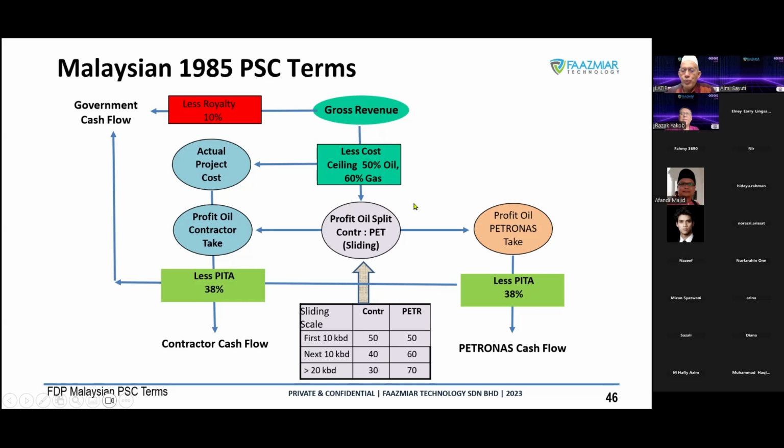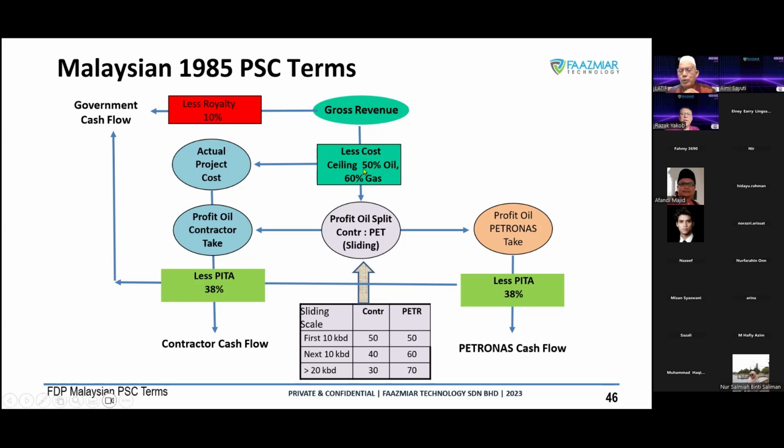Then you go for cost recovery, with a ceiling of 50% for the oil company to claim. For example, if you are the operator and we spend about 200 million or 300 million on the project, we start asking the government to pay back. They pay back from the production revenue, because Petronas or the government does not give you money straight away. They say, okay, I only return your investment during production. So this is mostly the strategy.